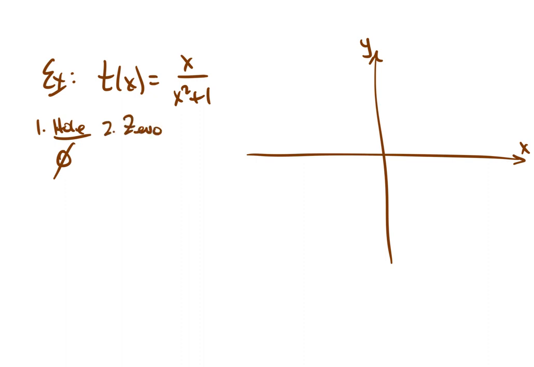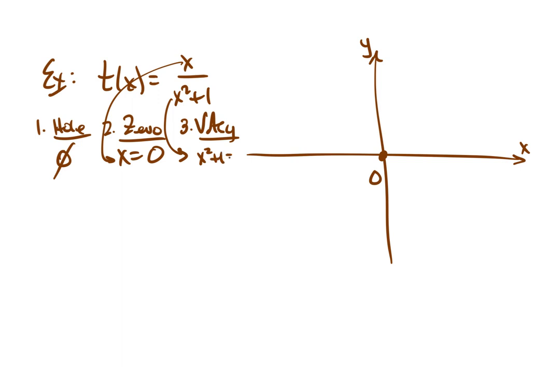Number 2, we're going to have a 0 anywhere the numerator is equal to 0. So we just set the numerator equal to 0 and solve. Well, it's already solved. So we'll have our 0 at 0. Number 3, we have a vertical asymptote wherever the denominator is equal to 0. So we set the denominator equal to 0 and solve.